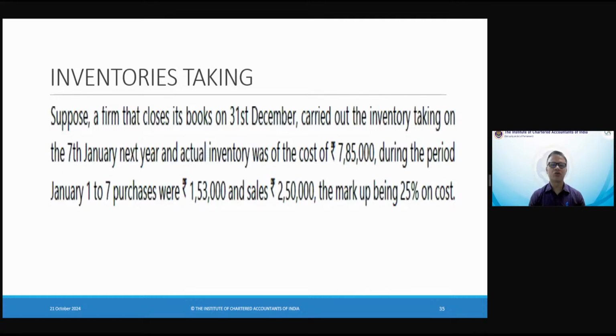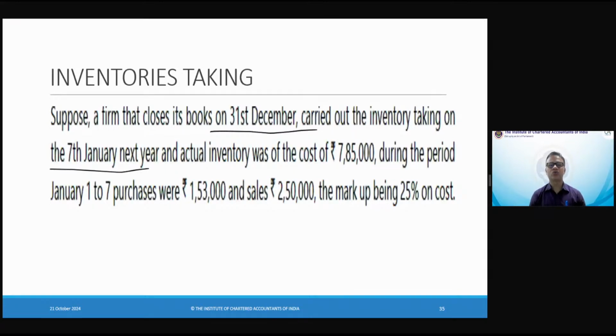During the period January 1 to 7, purchases were 1,53,000 and sales were 2,50,000, the markup being 25% on cost. So the books are closed on 31st December and inventory taking is on 7th January.